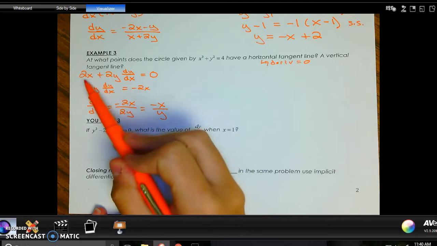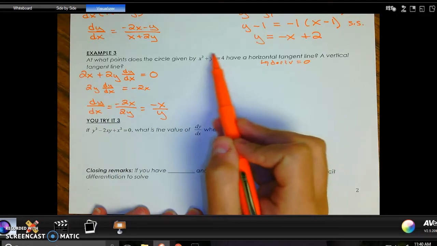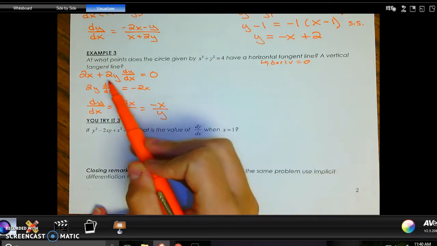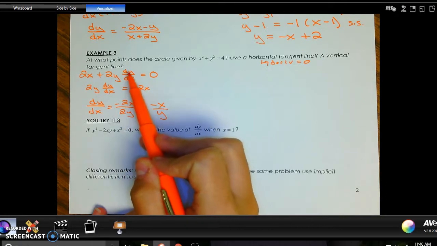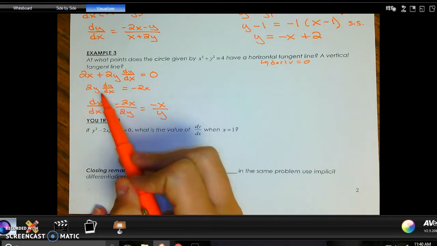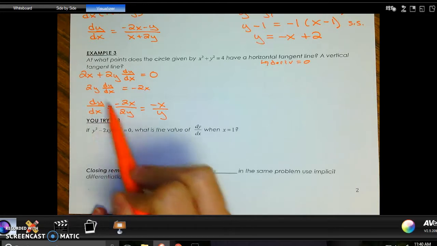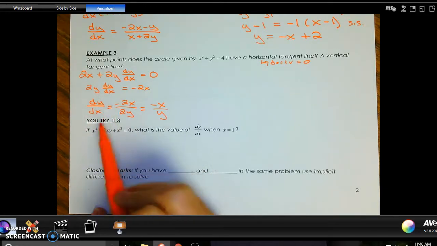When you take the derivative of x, it's just normal. But when you take the derivative of something that's not an x, then you take the derivative and you have to multiply by dy/dx. Now I solve for dy/dx. That is the derivative. And I just simplified here.